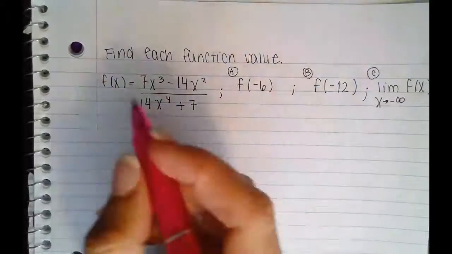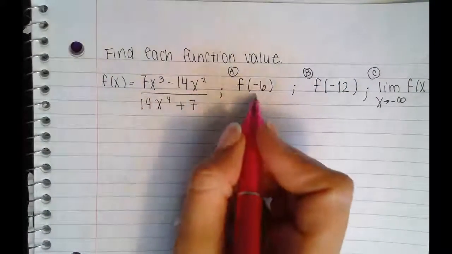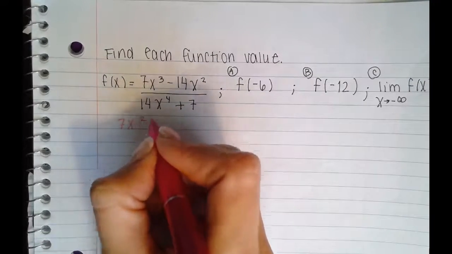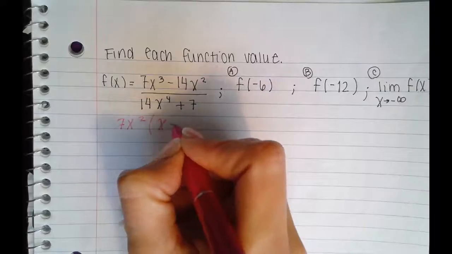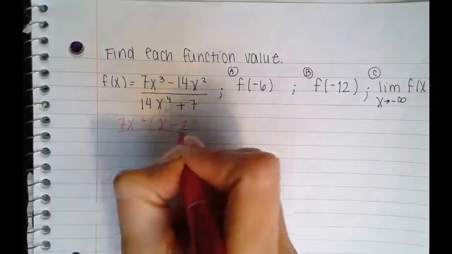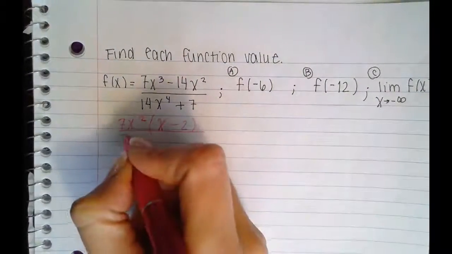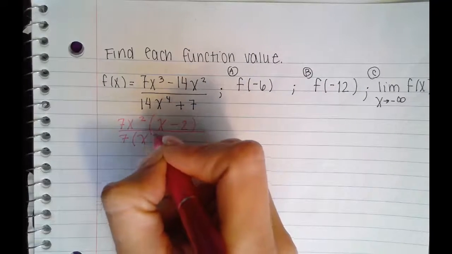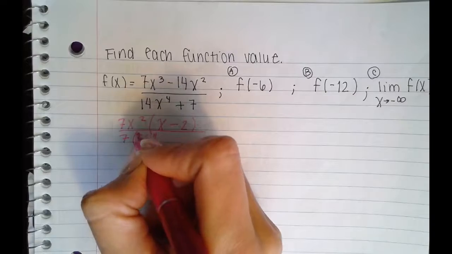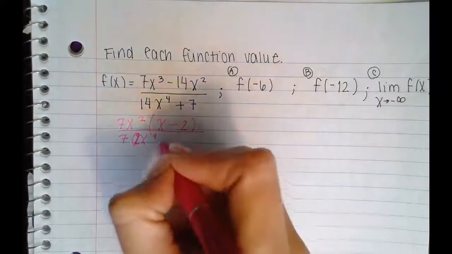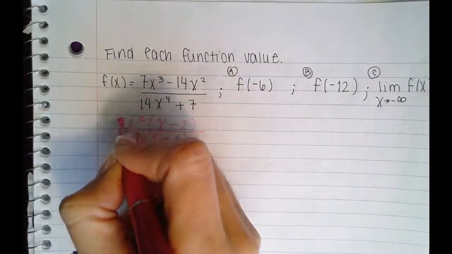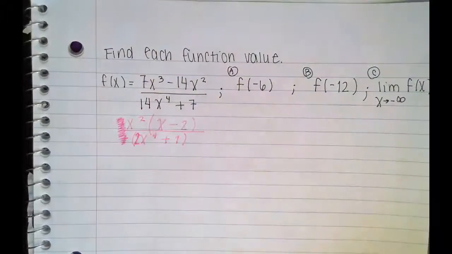So you don't have to raise negative 6 to the third. So I'm going to factor out a 7x squared. That's going to leave me with an x minus 2. And then I'm going to factor out a 7. And that's going to leave me with 2x to the 4th plus 1. My 7 over 7 reduces to a 1, so that is gone. Now let's work this out.